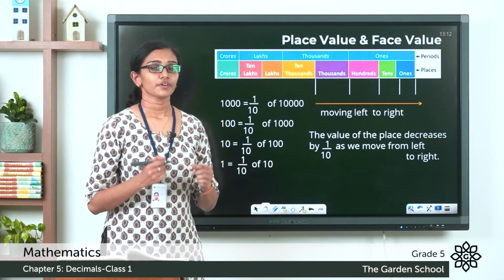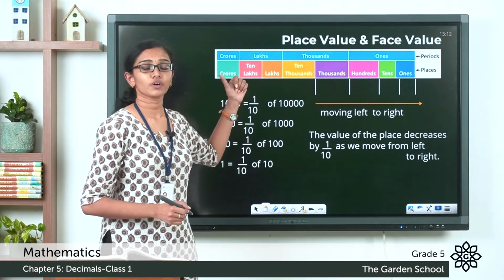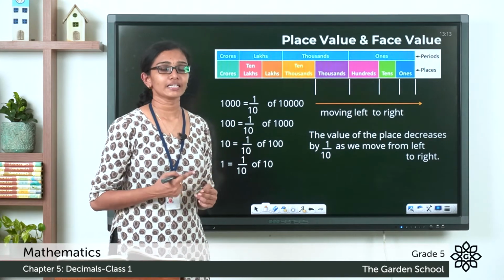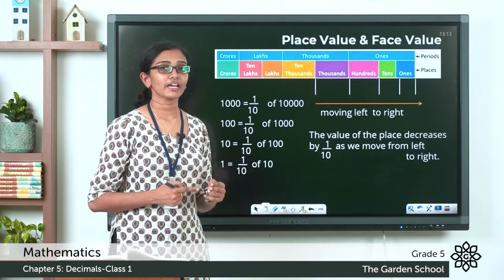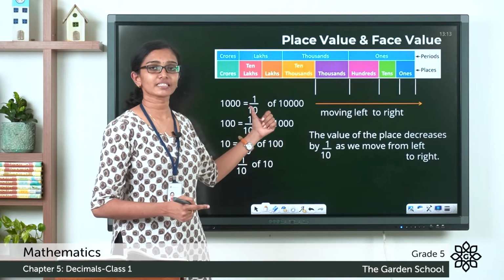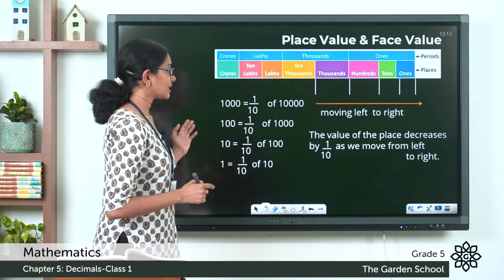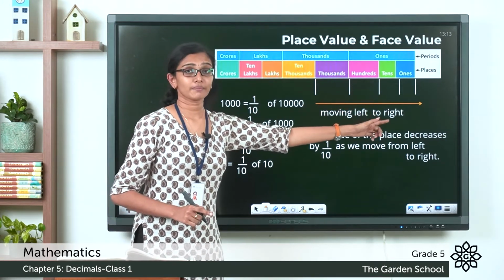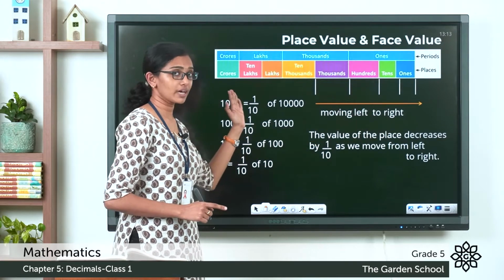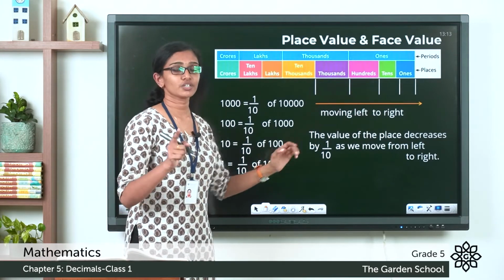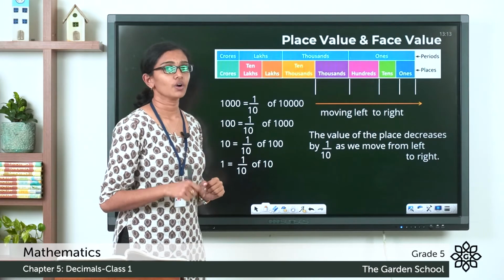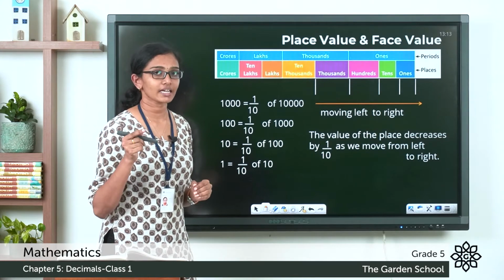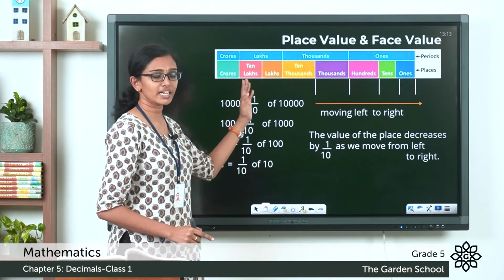So we have seen when you move from right to the left on the place value chart, the value of the place gets increased by 10 times or it gets multiplied by 10 every time you move to the next higher place. Clear? So similarly, when you move from left to the right, if it was getting multiplied when you moved from right to left, it should get divided by 10, right? Or the place value gets decreased by 1 by 10 every time you move from a higher place to a lower place.